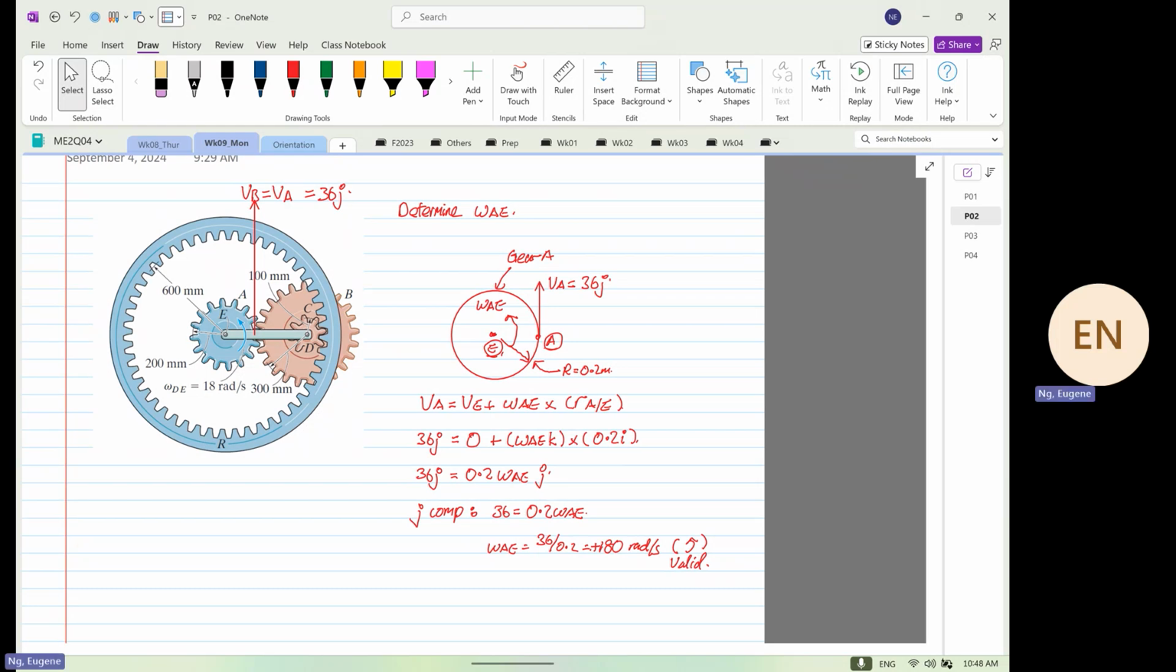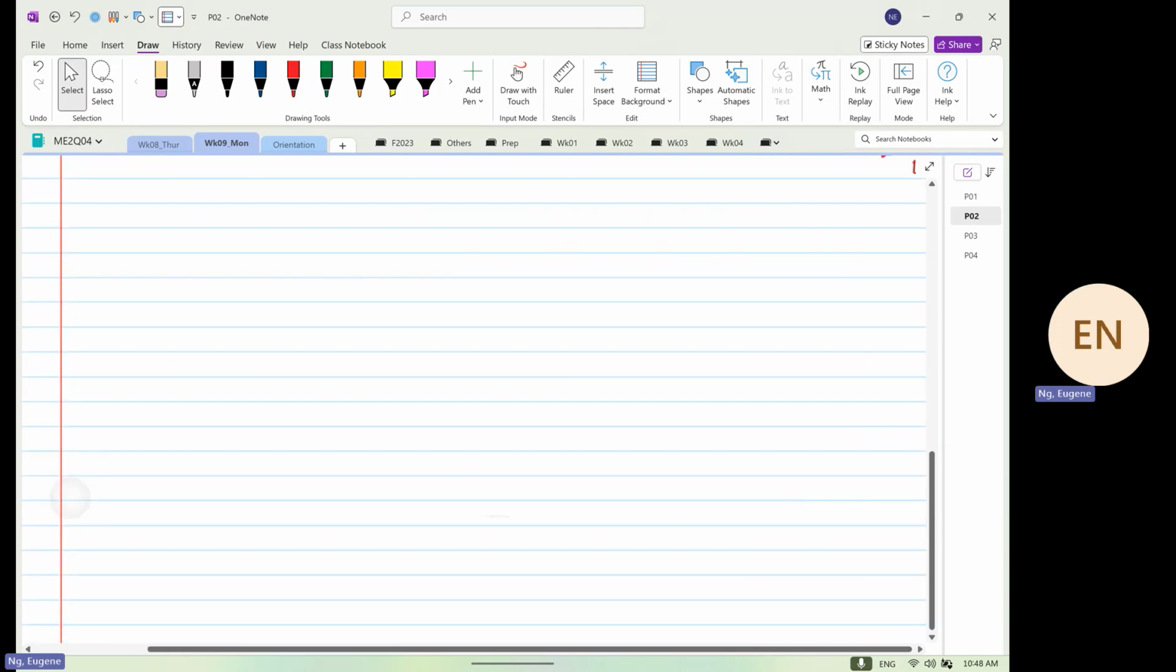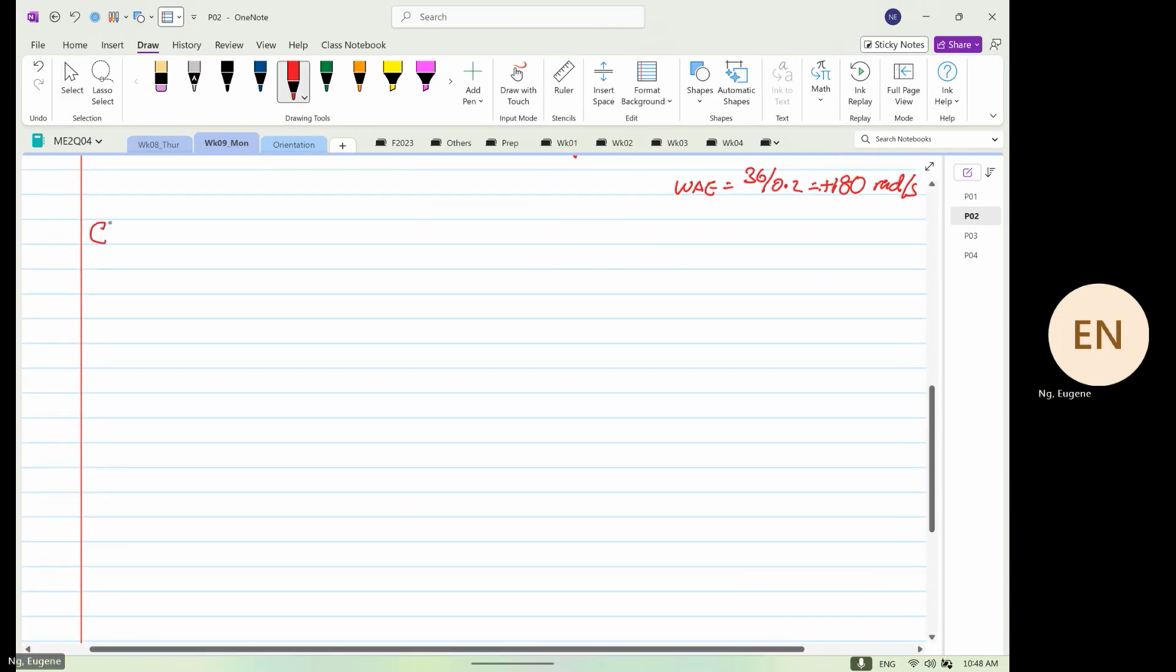Now, a student asked, the next one is to clarify the concern that the planetary gear, or planet and sun gear, have the same angular velocity. Okay. And it's a good question.